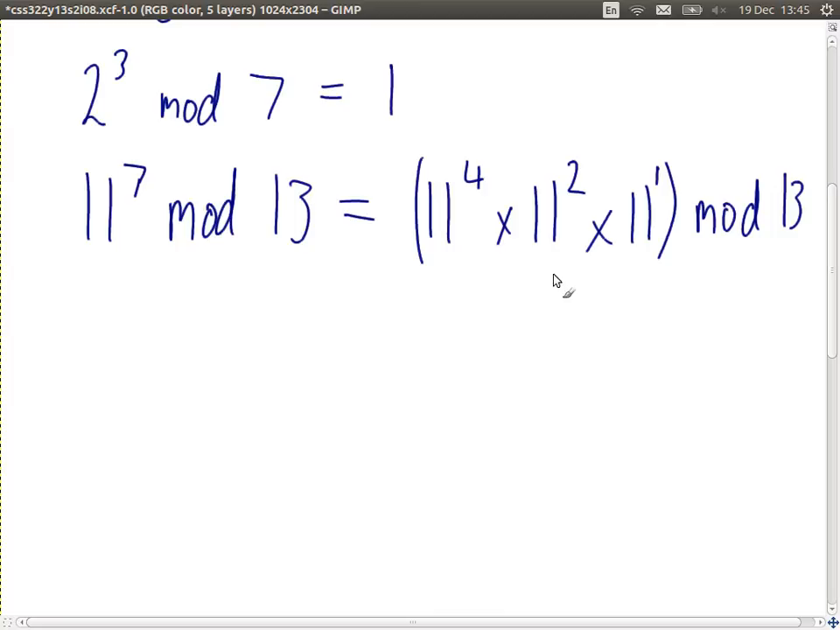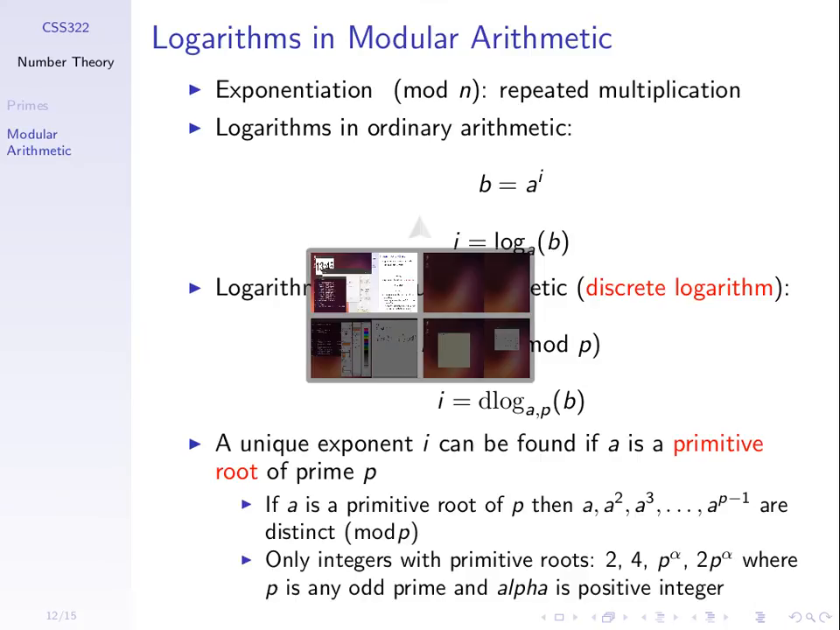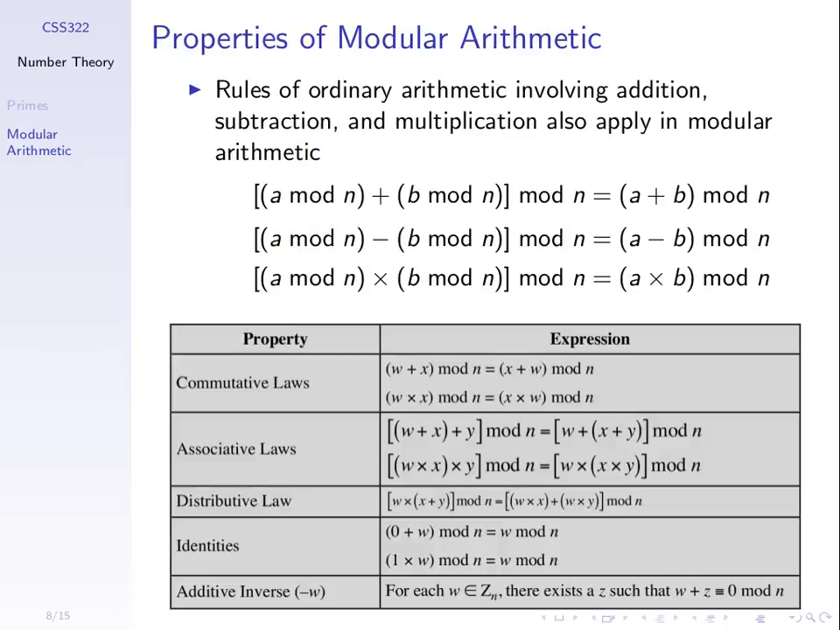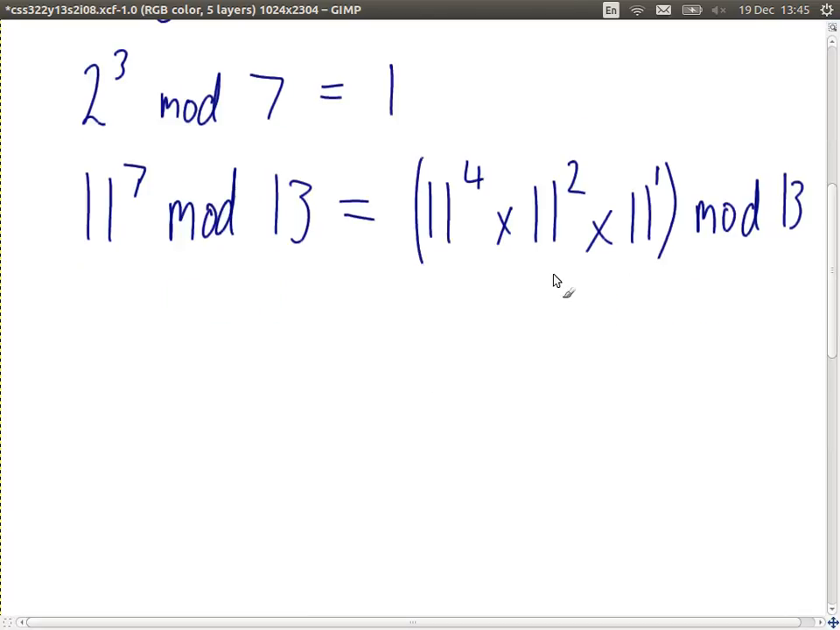Well, going back, we're going to use the property that we used in the example before, that multiplying two numbers together, mod n, we can expand to be a mod n times b mod n, all mod n. Now we have three numbers multiplied together. We can expand them using this property or rule. So it becomes, actually, what's 11 to the power of 4?